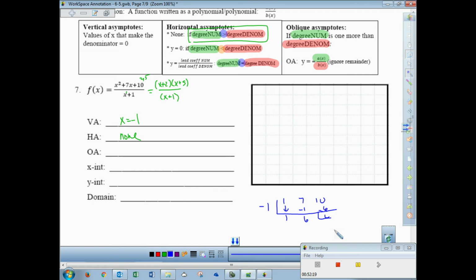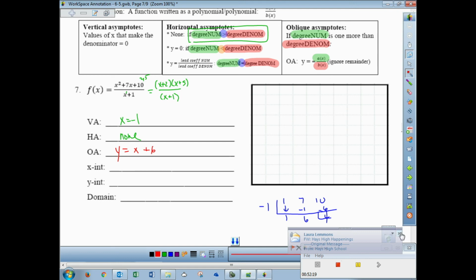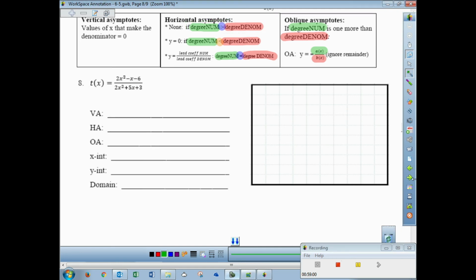Nobody cares about the remainder. Who is the oblique asymptote? Don't forget y equals x plus 6. This is the x, and this is the 6. Oh boy, we better have ourselves some room.